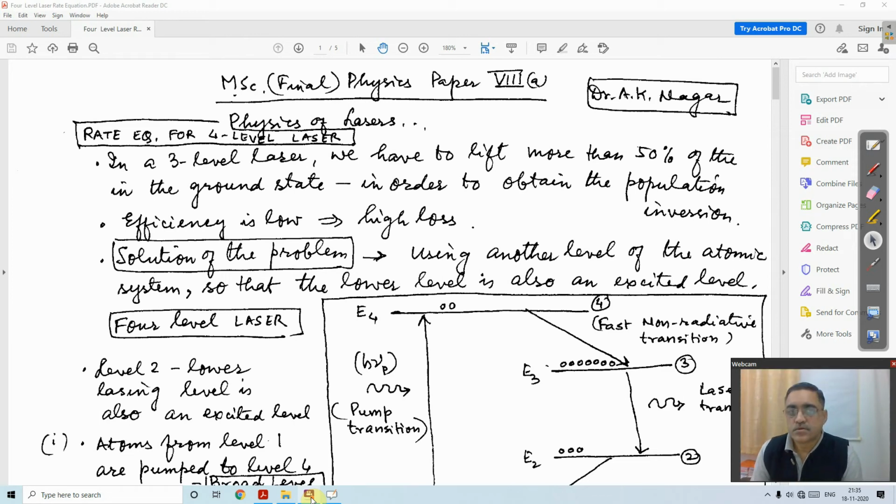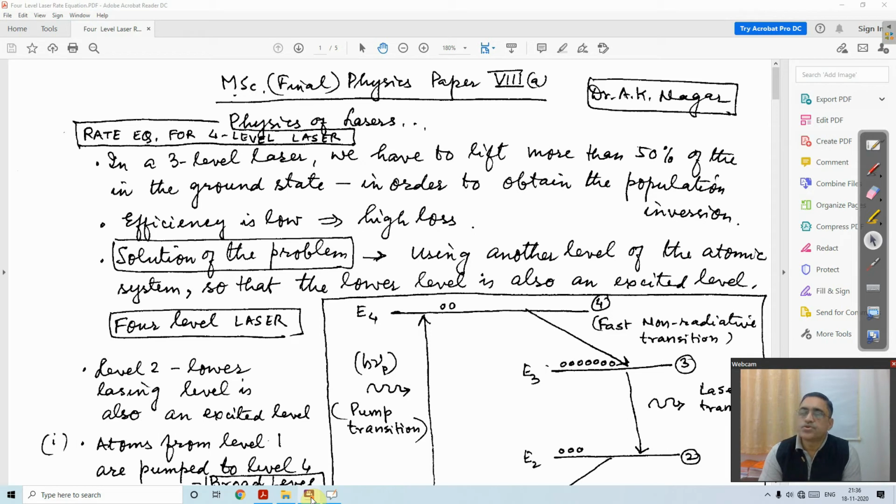During this lecture, we shall study the rate equation for a 4-level laser. We remember that in a 3-level laser, we had to lift more than 50% of the atoms from the ground state in order to obtain the population inversion. This causes high loss and therefore the efficiency of a 3-level laser is naturally low.